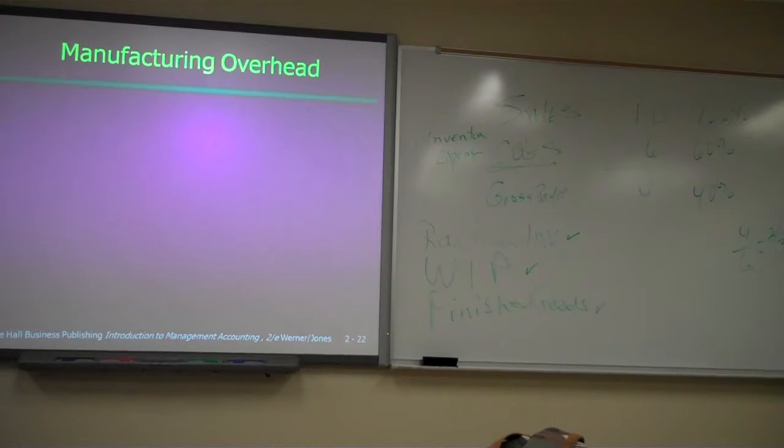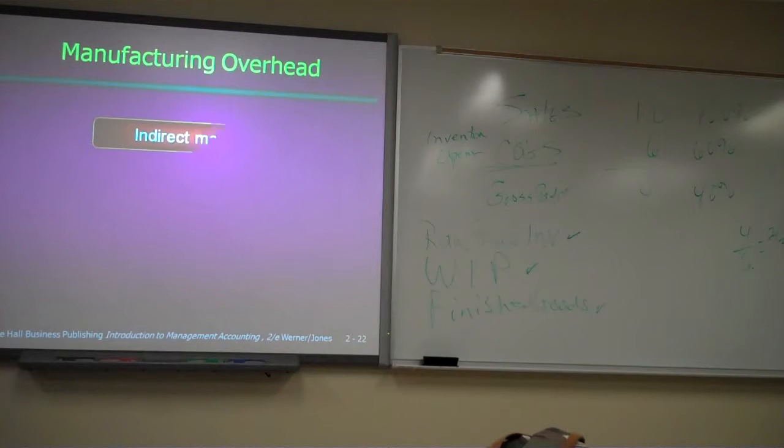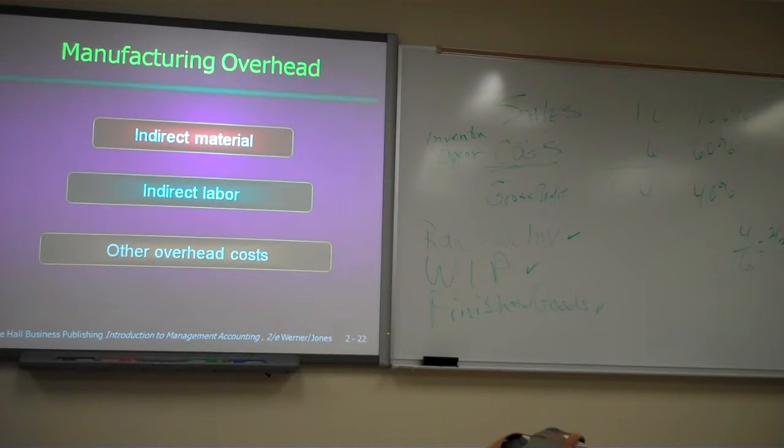And I just mentioned this a moment ago. If you are manufacturing, you've got raw materials, work in process, and finished goods. We're going to talk more about that here. Work in process is the hardest one to understand, but we are going to be so enlightened today. Okay? Here's your manufacturing overhead.